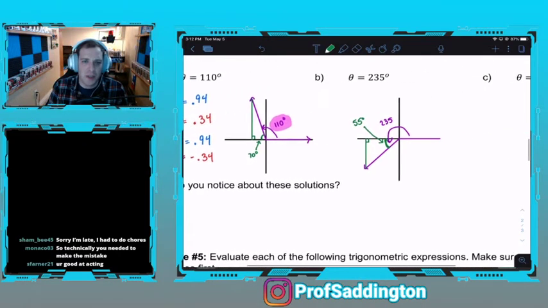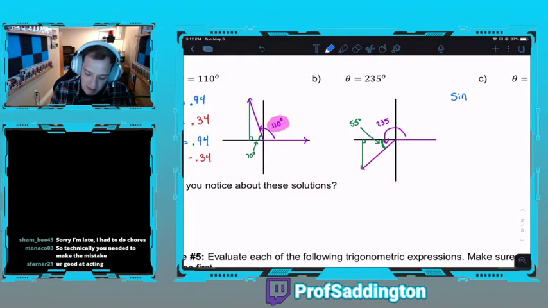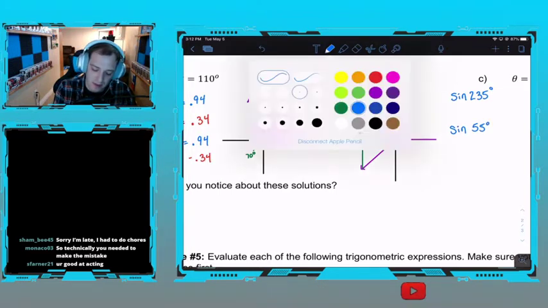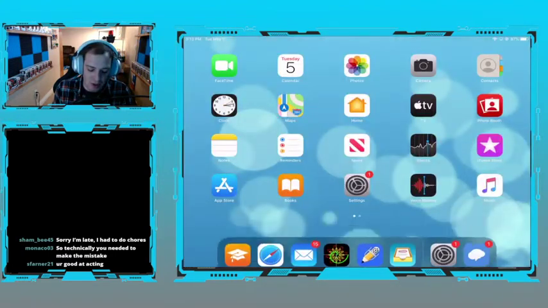So what I'm going to do is I'm going to find the sine of 235. I'm also going to find the sine of 55. But I'm also going to do the cosines. And you guys may be able to predict these answers based on what we did on the first one. Maybe you might not, and that's okay. But I'm trying to show you guys that there's a pattern.